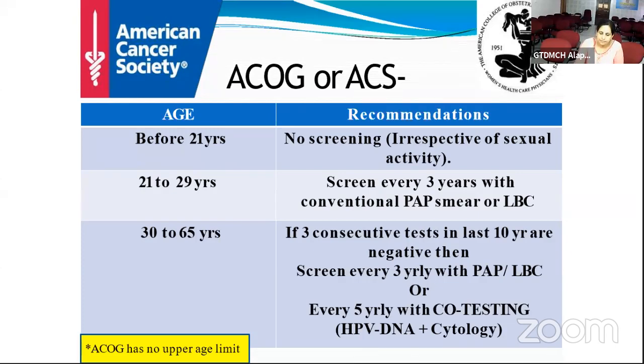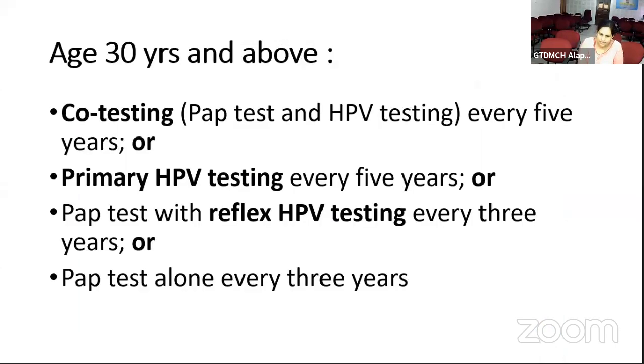cytology. So to summarize, after 30 years, we should either do co-testing with pap test and HPV DNA every 5 years, or primary HPV testing every 5 years, or better done in 3 years, or pap test with reflex HPV testing every 3 years, or pap test alone every 3 years. This is the group we should concentrate on. After 30 years, they are at high risk for developing HPV infection and CIN.